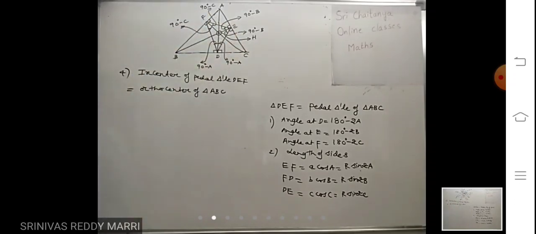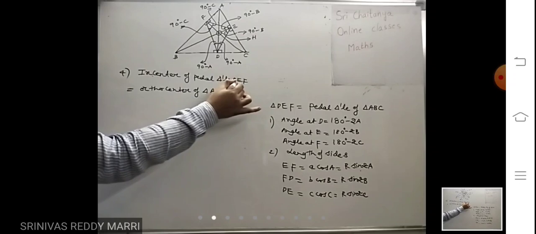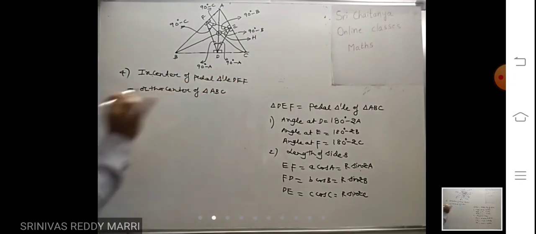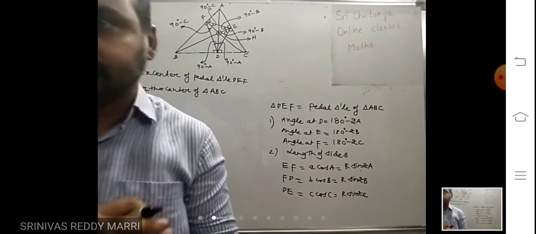So H for triangle DEF is what? The incenter. For triangle ABC, what is it? The orthocenter. That means the incenter of pedal triangle DEF is nothing but the orthocenter of triangle ABC. This is the fourth point: the incenter of the pedal triangle will always be the orthocenter of the original triangle ABC. Problems will be asked like this regarding this.